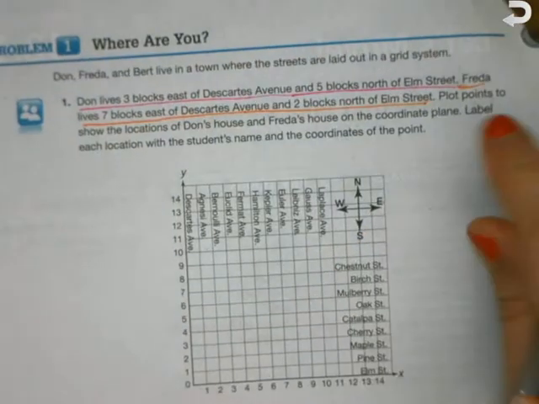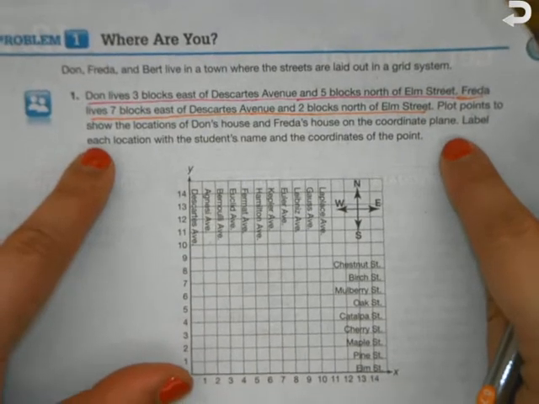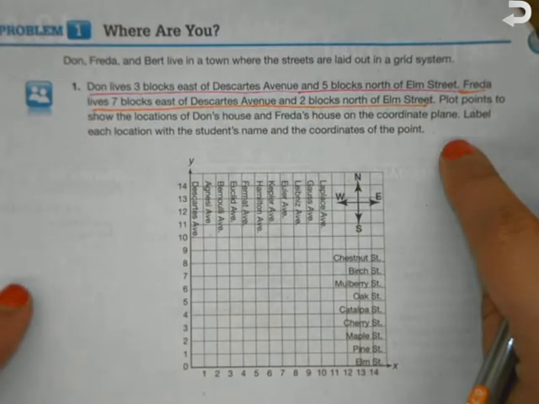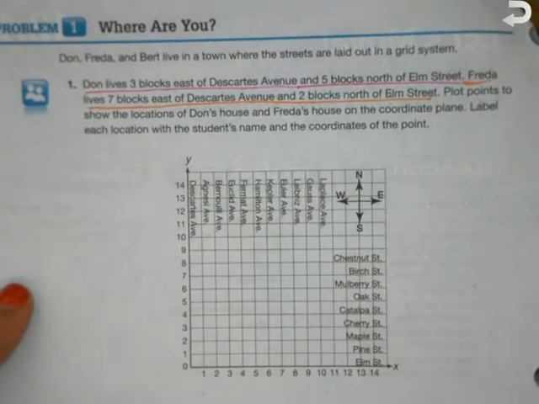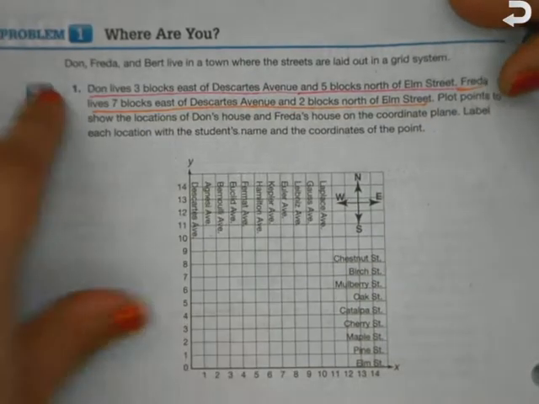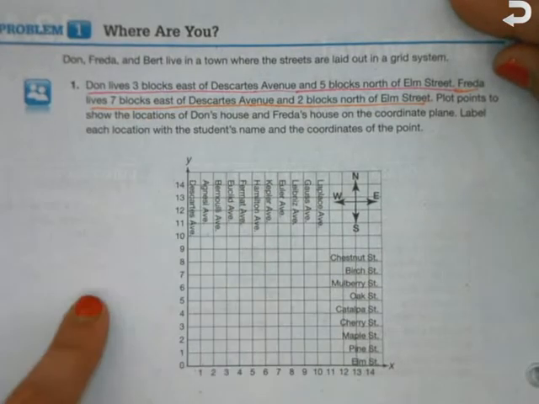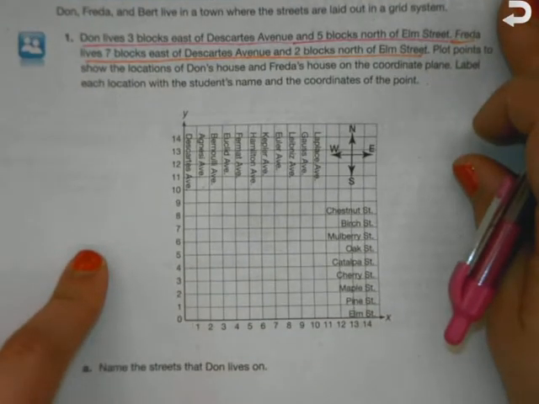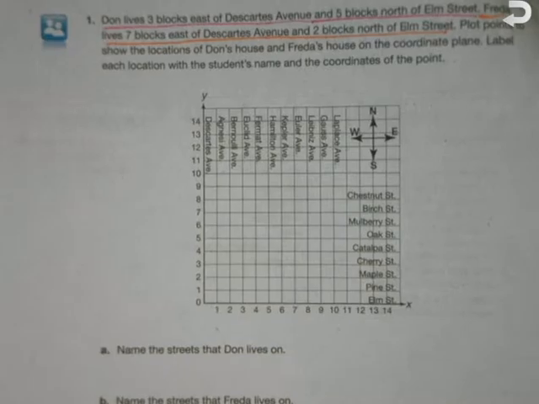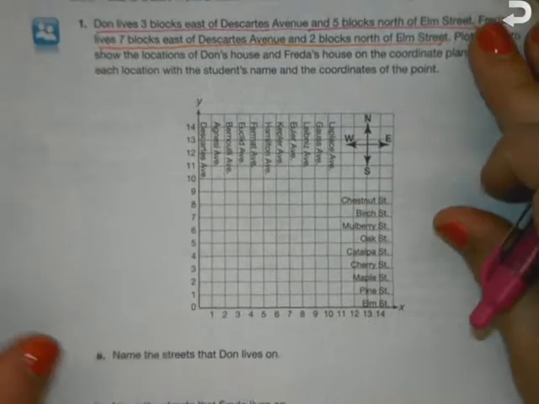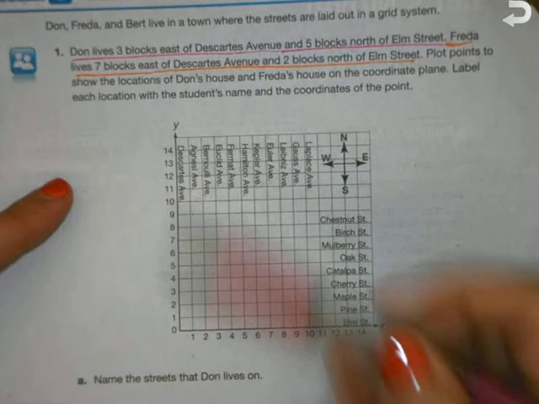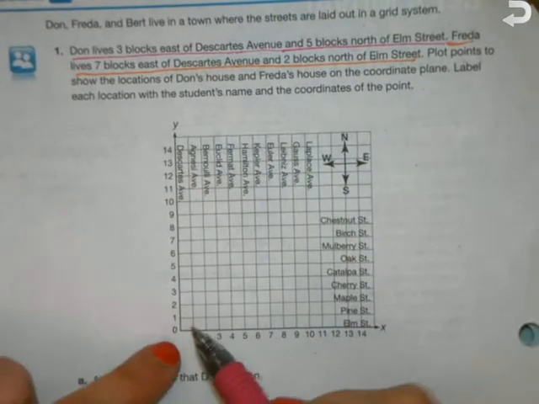We want to plot points to show the locations of Dawn's house and Frida's house on the coordinate plane, and then we're going to label each location with the student's name and the coordinates of the point. So let's do Dawn together, okay? He lives 3 blocks east of Descartes, so we need to find Descartes first. Where do you guys see Descartes? So, Dawn is 3 blocks east of Descartes. So where's Descartes, guys? It's this first one, right? Yeah. So let's start at 0, 0.